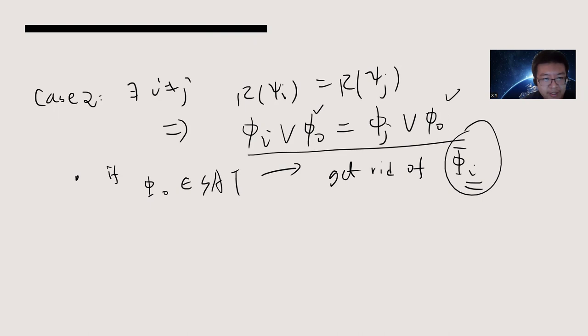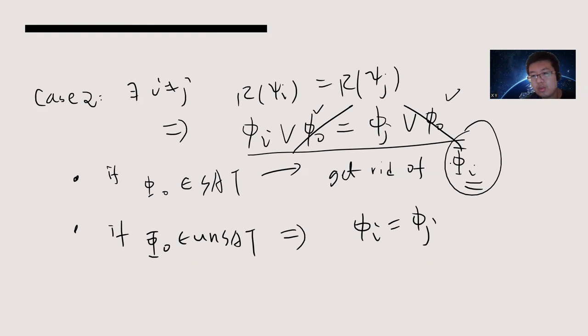If phi 0 is unsatisfiable, this means that phi i equals phi j, because these two are null. So these two are the same, and I am free to get rid of any one of them. So I can still get rid of phi i. So by this proof, you can just get rid of the same thing.